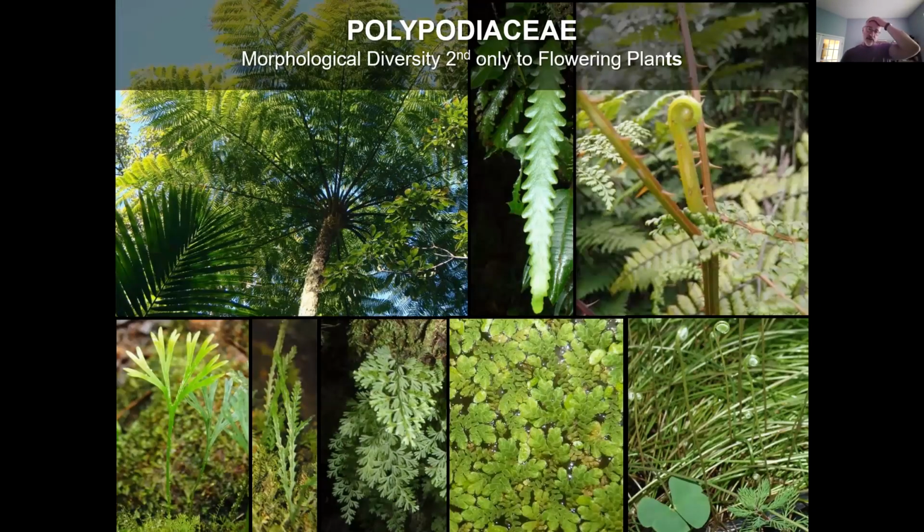Last but not least, of course, are the "true ferns," the Polypodiaceae. A lot of these photos here are not of species in Michigan, but they are the second most successful clade of plant life on the planet. They are far more successful than the gymnosperms. They're second only to the angiosperms, the flowering plants, in two respects: number of species, but also in terms of worldwide distribution.